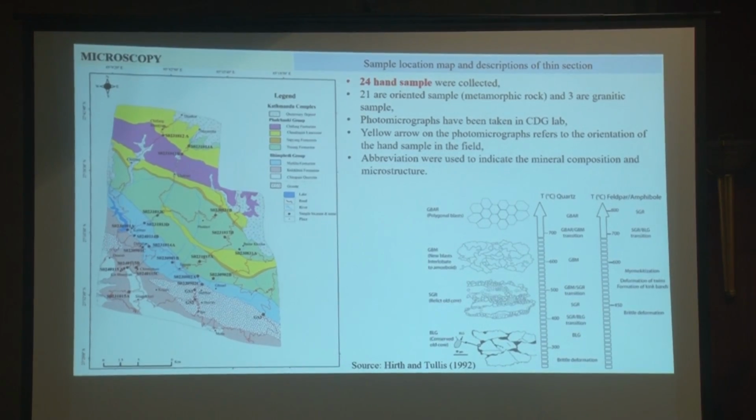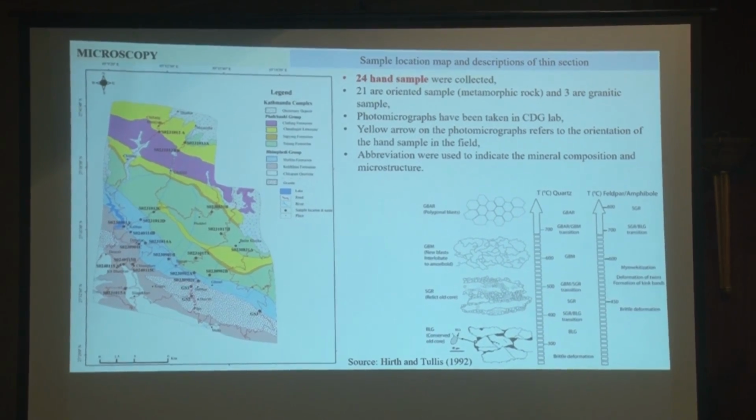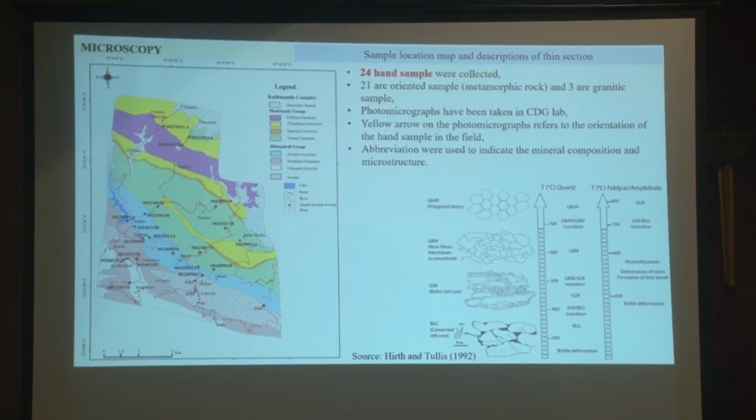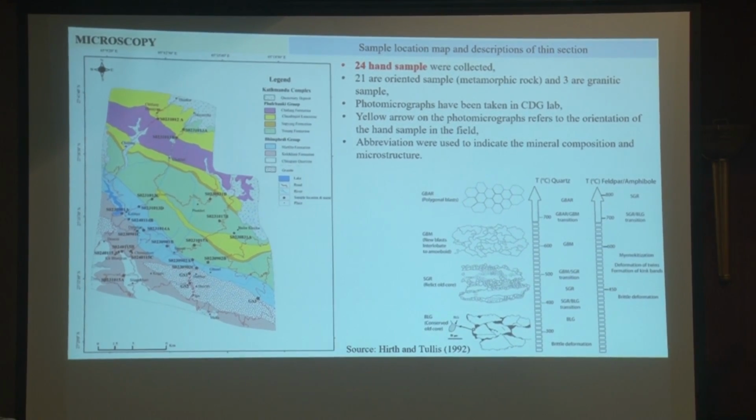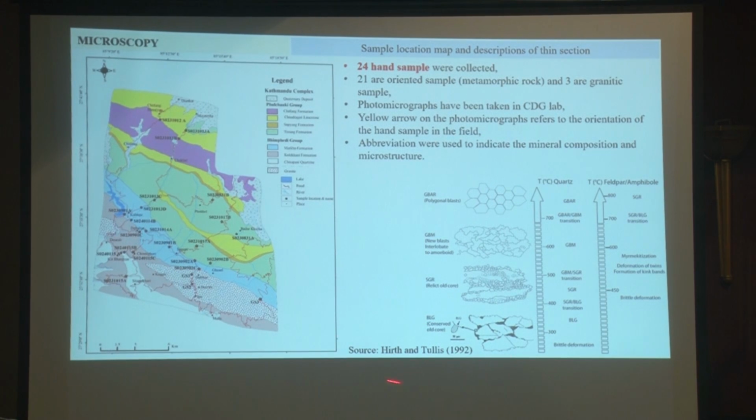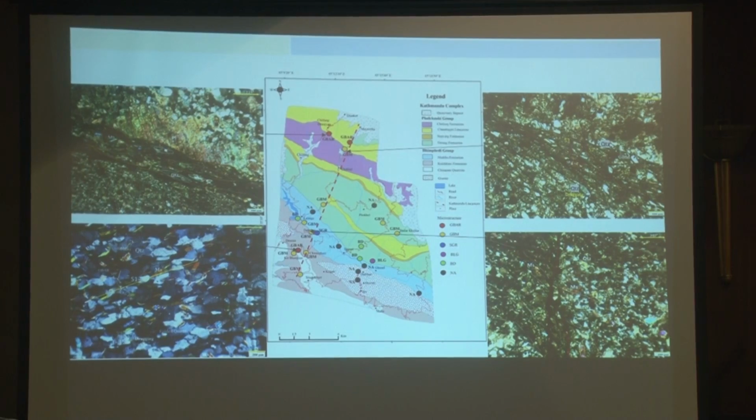From the granitic rock samples, these photomicrographs were taken at our CDG lab, and I used microstructural analysis based on the references of Hills and Tulis, and some from Passchier and Trouw. This is the sample location map where I collected different samples, the majority from these sections. We studied the microstructure of the quartz grains, and we found that some of the quartz exhibits higher strength along this section. There are some GBR here in this section in the quartz regions.